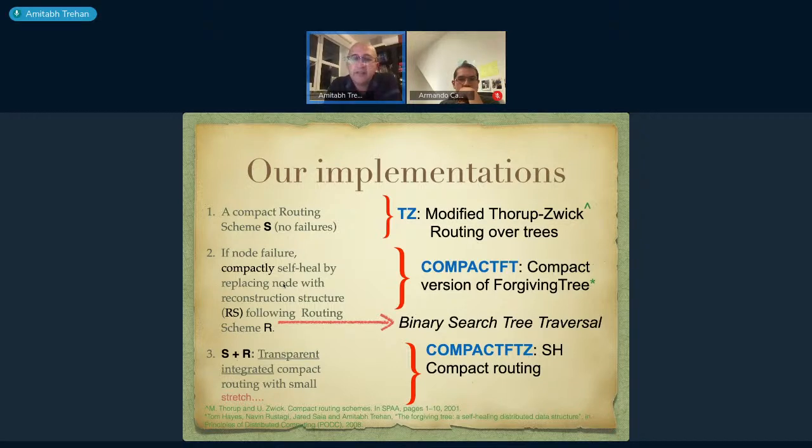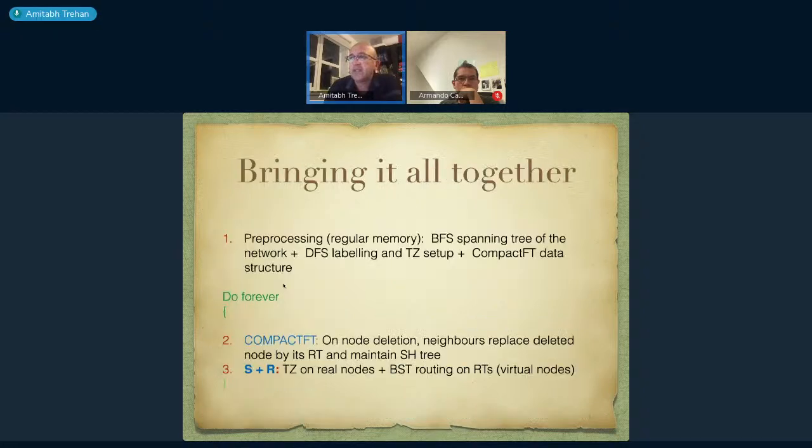So you have that S, so you have R, you have S, and then you can get S plus R if you integrate them both together. That's what we did. And this is what we came up with, a scheme which goes on. And then in this work, the pre-processing was in regular memory. That is, we couldn't do it in short memory. But in the second paper, we even managed to do that in short memory. So then we have a full solution.